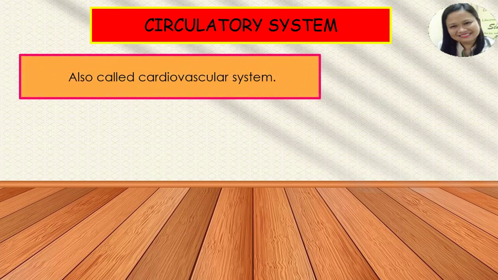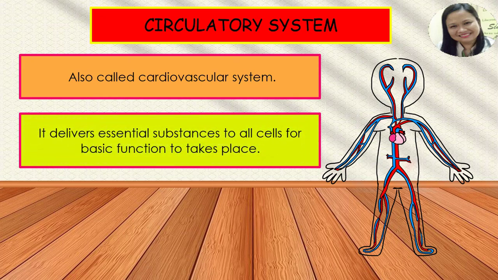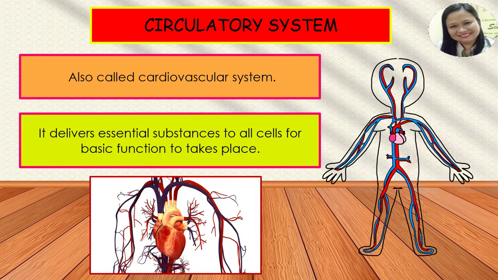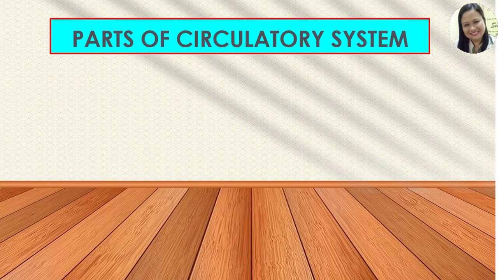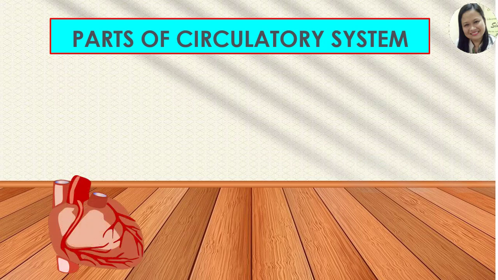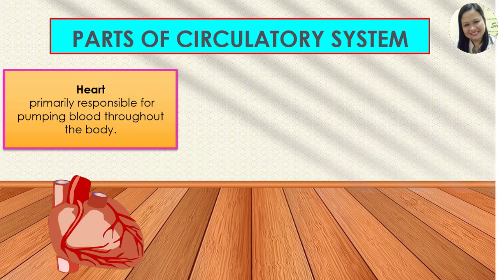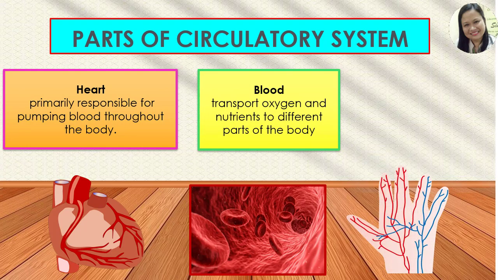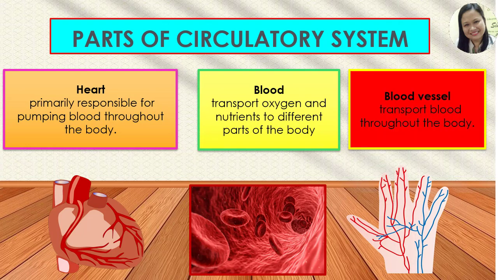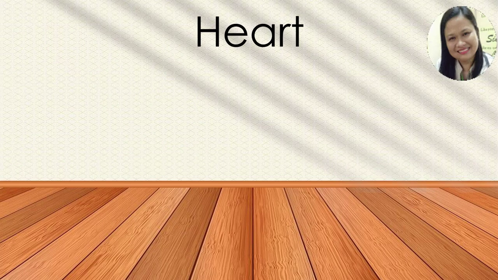Circulatory system, also called as cardiovascular system. It delivers essential substances to all cells for basic function to take place. What are the parts of circulatory system? The first part called as heart, which is responsible for pumping blood throughout the body. The second one is blood, which transports oxygen and nutrients to different parts of the body. And the last part is blood vessels, which transport blood throughout the body. Let me broaden your mind on each part one by one.